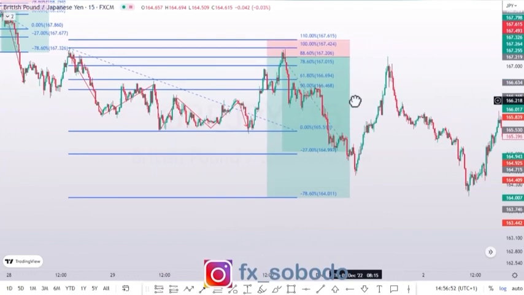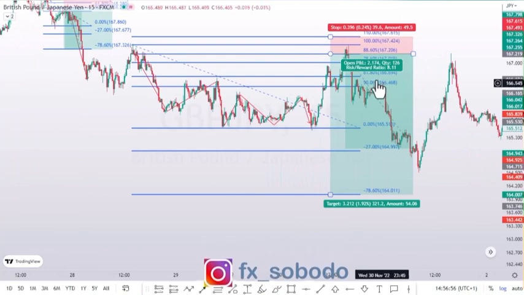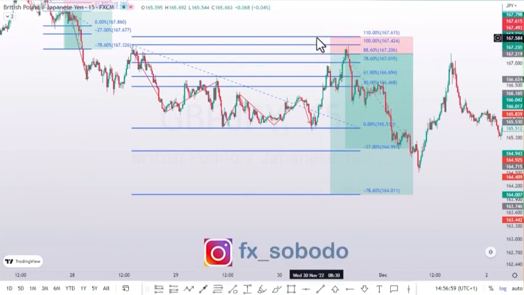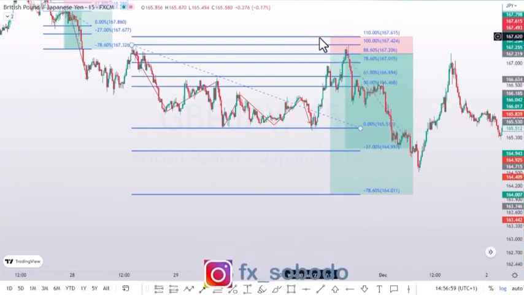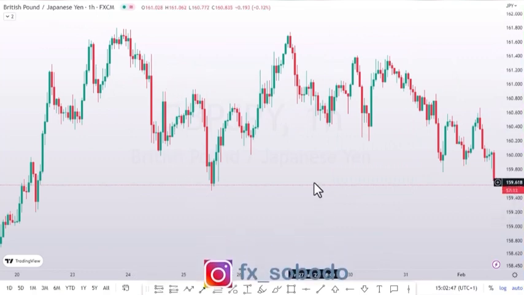So basically that's how I use my Fibonacci: to help me locate my stop loss, my entry and exit point. Yeah, the same principle works on higher time frames.